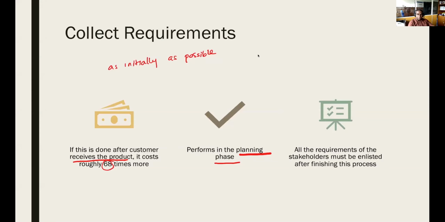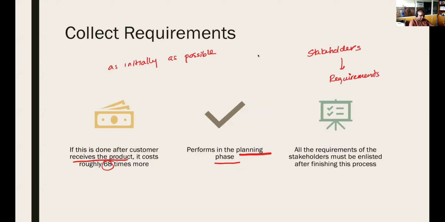All the requirements of the stakeholders. So first thing, we have to identify stakeholders, which we will discuss later, and we need to identify their requirements. And we need to make sure, the objective of project management is to make sure that each stakeholder is happy.